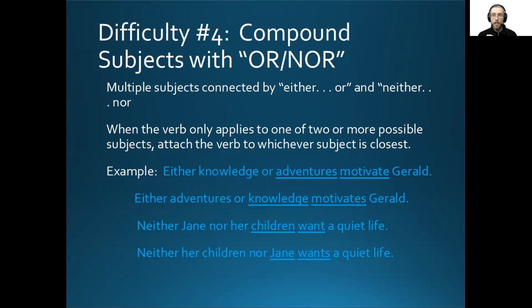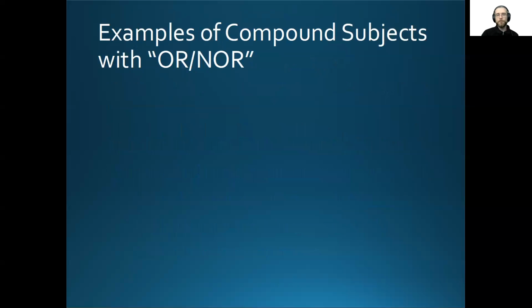This rule does not apply to and, items in a list using and. It only applies when you are using either or neither nor. Other examples of compound subjects with or nor. So in other words, this further complication is conjoining or combining those other examples we've been looking at.